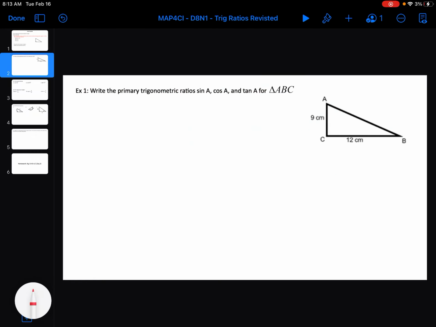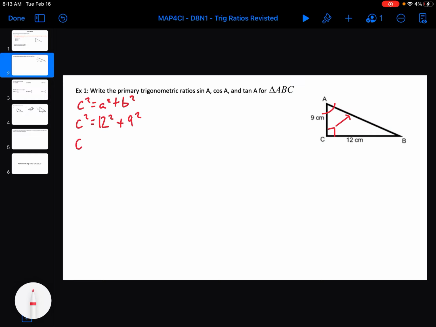So write the primary trig ratios, sine, cos, and tan for this triangle. Okay, and we're dealing with angle A here. So the first thing we need to do is actually find out what C is, because we don't know it. So we're going to use Pythagorean Theorem. So C squared equals A squared plus B squared. We're going to have C squared equals, A is 12, so 12 squared plus 9 squared.